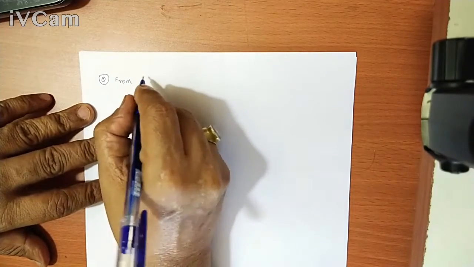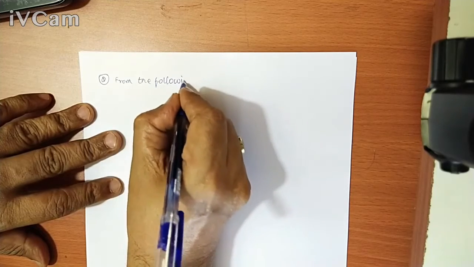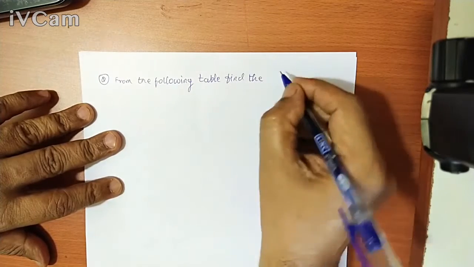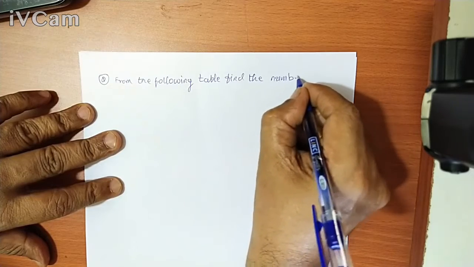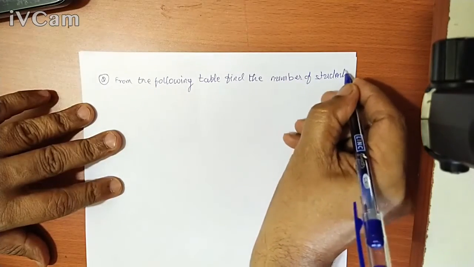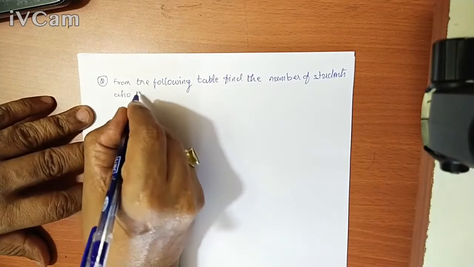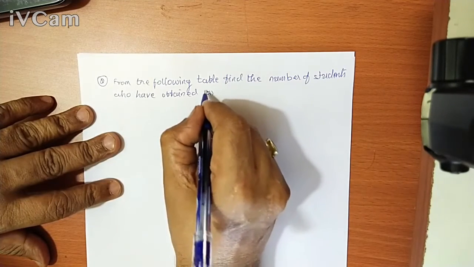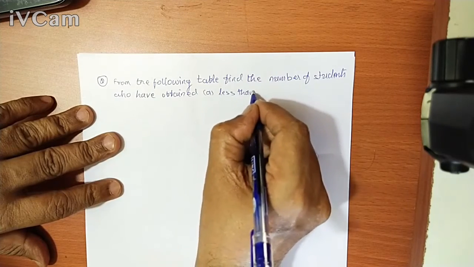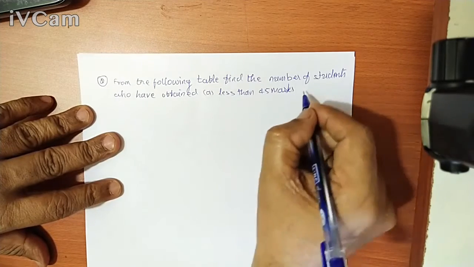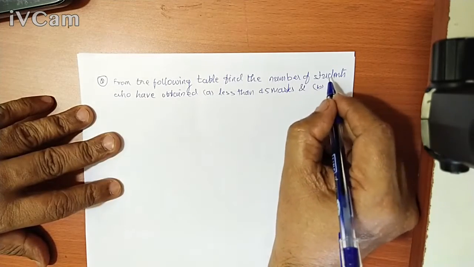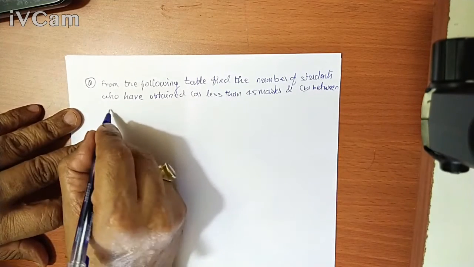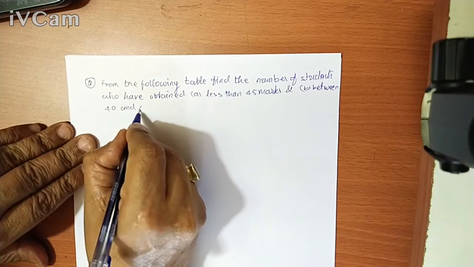So this says, from the following table, find the number of students who have obtained A, less than 45 marks, and B, between 40 and 45 marks.